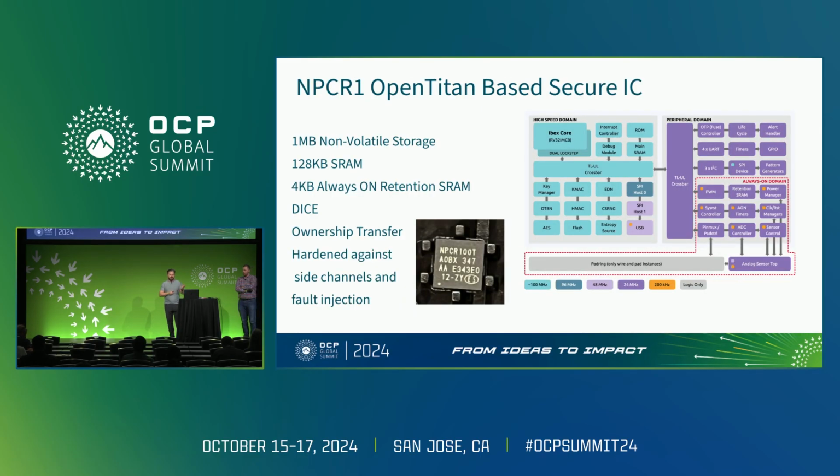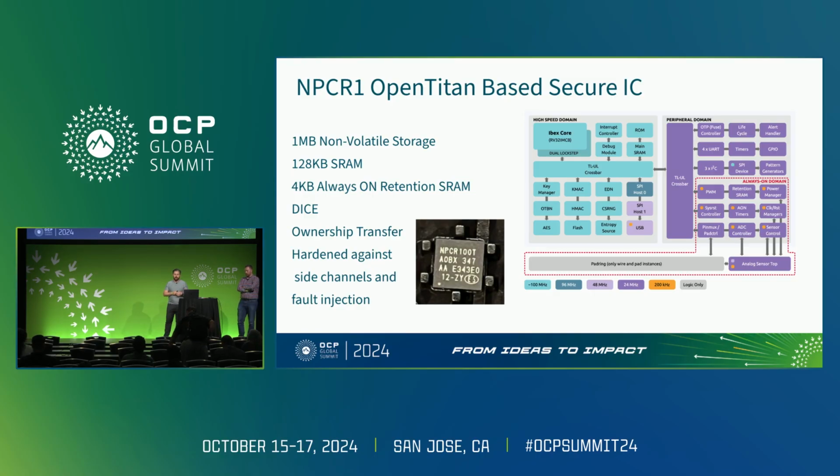And this is the first version of OpenTitan silicon. It's sold by Nuvoton. So if you are interested, you can stop by Nuvoton's booth to get more information. This is the current configuration. We support up to 1 megabyte of embedded flash and 128 kilobytes of SRAM. We support features that are aligned with OCP security requirements. We will go over that in more detail in later slides.